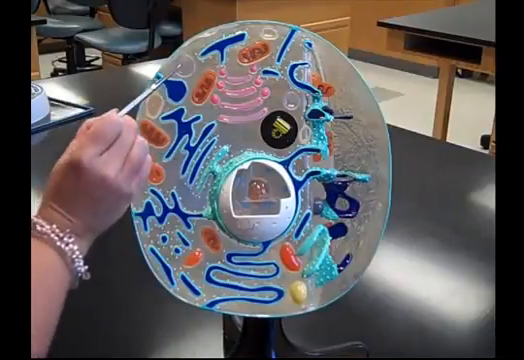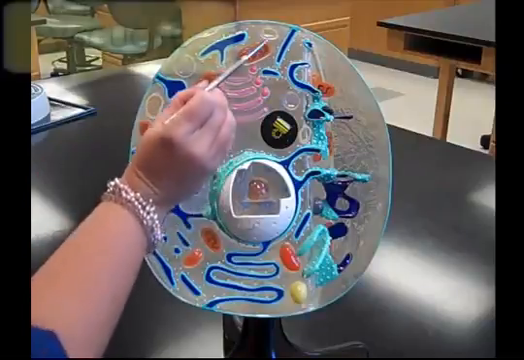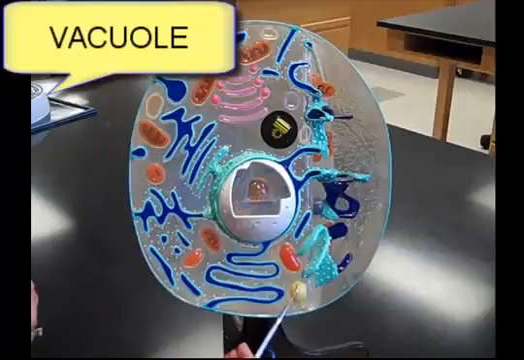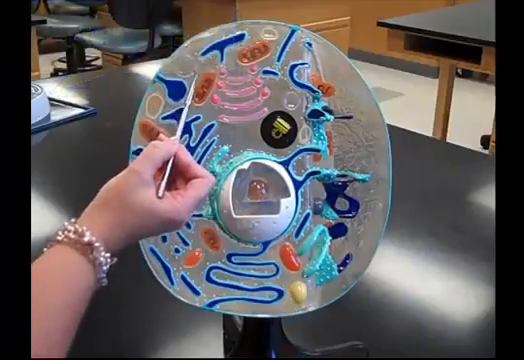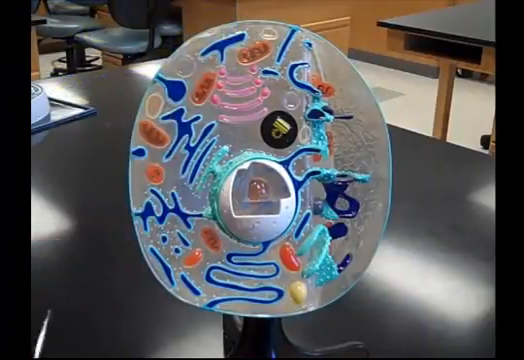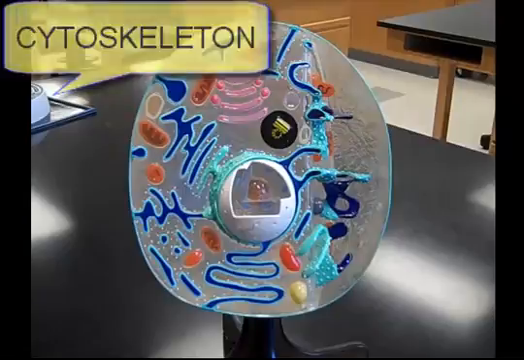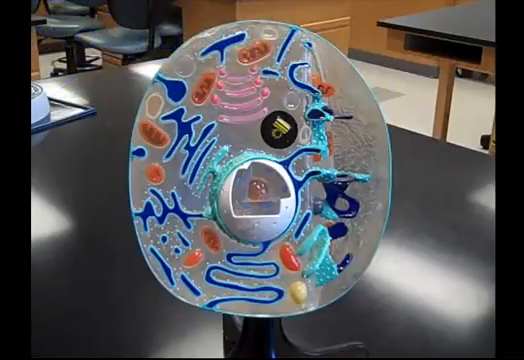We have a couple of larger vesicles, which we call vacuoles. There are a variety of them in this particular cell. Some of them are yellow, some of them are a grayish color. The cytoskeleton of a cell refers to all the internal components that give it its shape and its structure. There are no specific cytoskeleton components on this particular model.